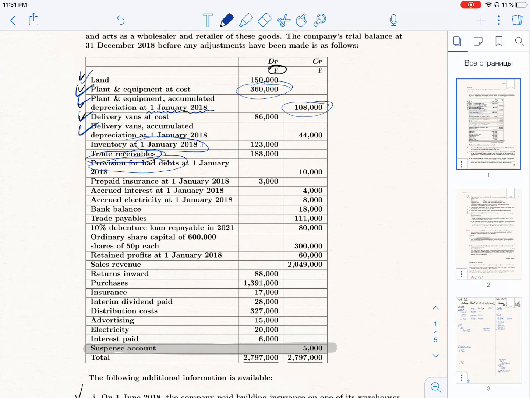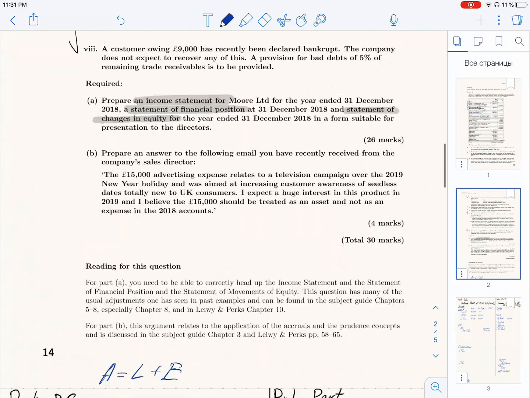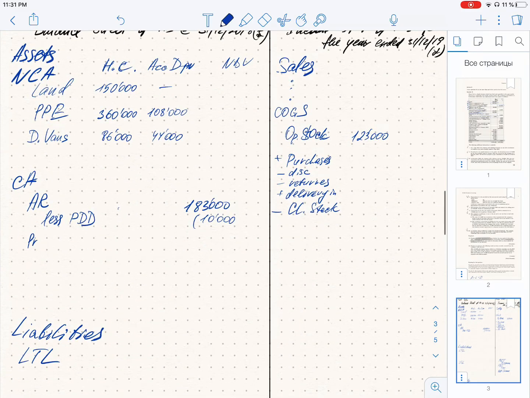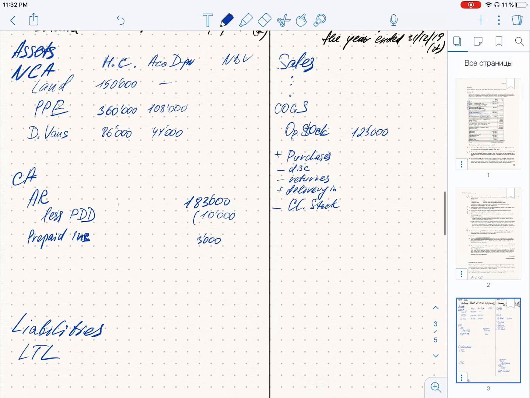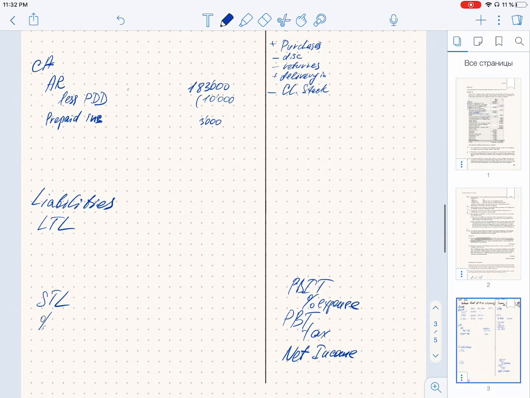I'm scrolling on my screen up and down, and then you have to use the printed version or your screen with the wording of the problem. Prepaid insurance with a debit balance of 3,000 at the beginning of the year should be stated in current assets. Prepaid insurance. So we have a balance of £3,000.